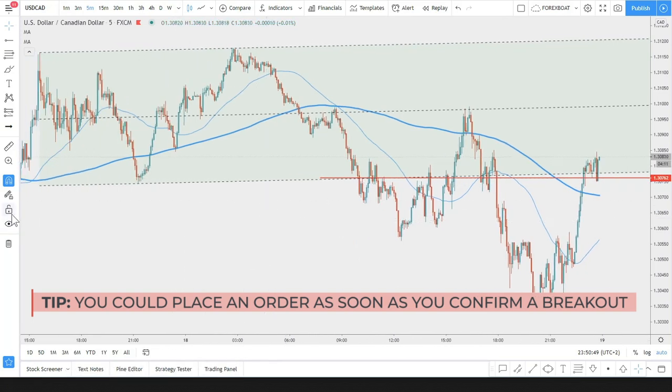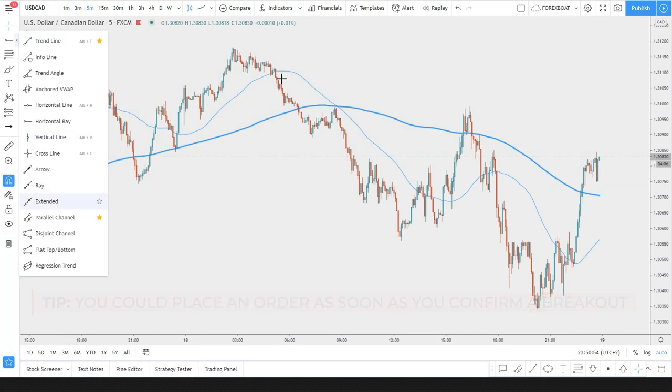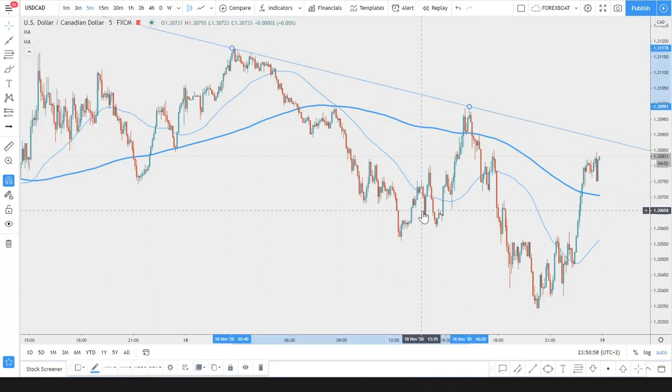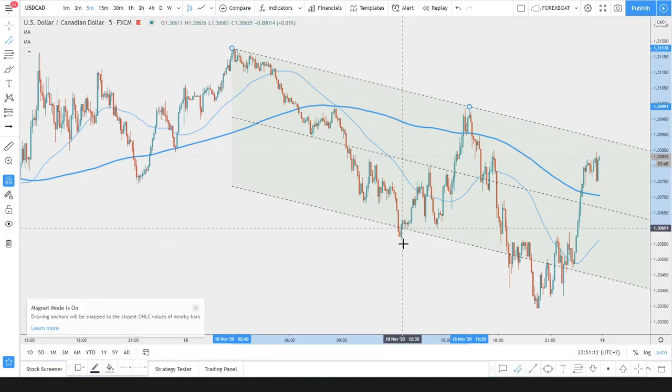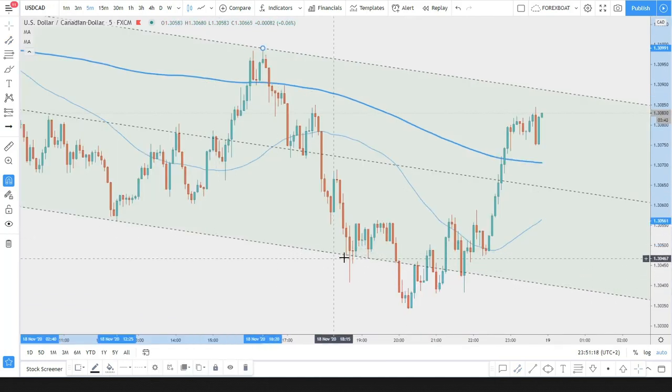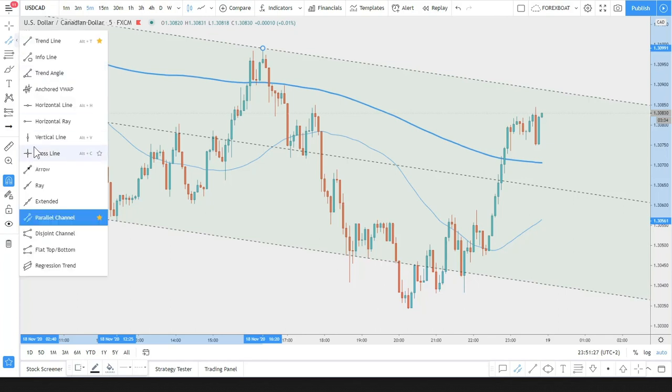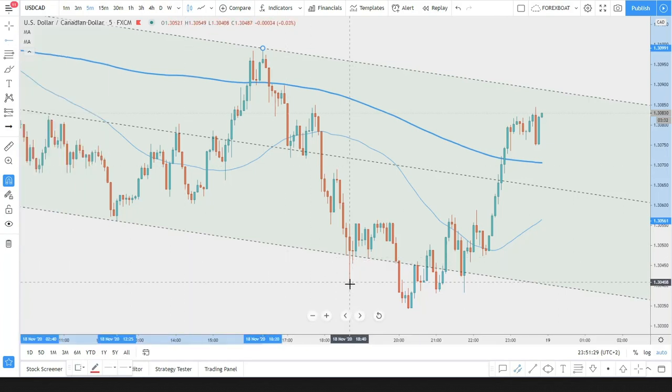And we can use multiple channels at the same time. So yet another channel we can draw right there, connecting two highs and the low in between them. Yet again, what we see is the potential breakout, but no, price didn't break. What is extremely important is to see that there was a confirmation of the breakout, whichever you trade.